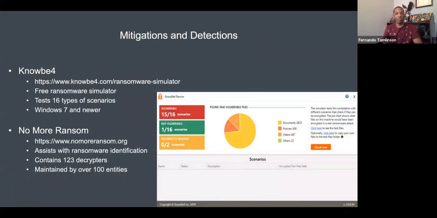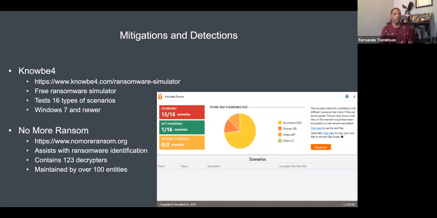Okay, from a mitigation and detection standpoint, we've got a couple of things that are out there. There's Know Before. It's a free ransomware simulator for Windows 7 and newer, and you can download this and execute it on your machine. Based upon the security posture of your machine, it will come back with a number of scenarios and tell you how many files would have been encrypted had it been malware, and then give you some recommendations. There's nothing better from a simulation standpoint than this. At the time of this recording, this presentation, there are 16 scenarios, so they continuously are trying to add to it.